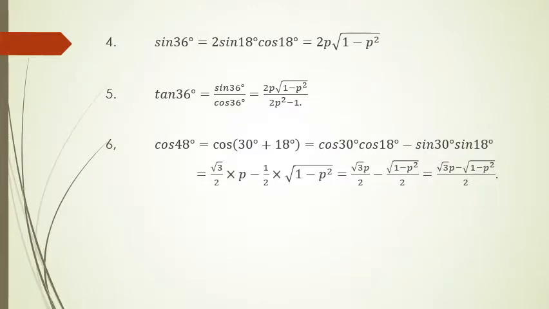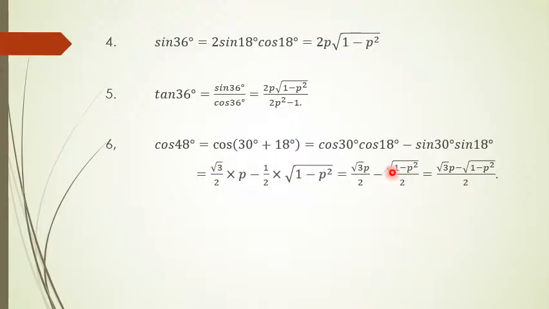Then we make the substitutions. Cos 30 degrees is root 3 over 2. Cos 18 was given to be P. Then that's minus sine 30 degrees, which is half. Sine 18 degrees we found to be the square root of 1 minus P squared. Making the simplifications, multiplying here, that's root 3 times P over 2. That's minus, and multiplying by half is the same as dividing by 2.